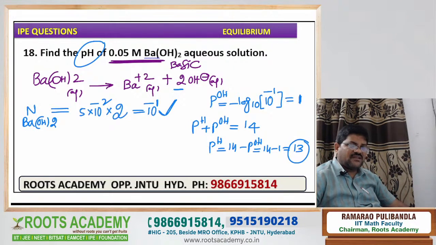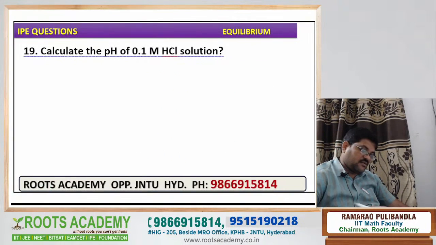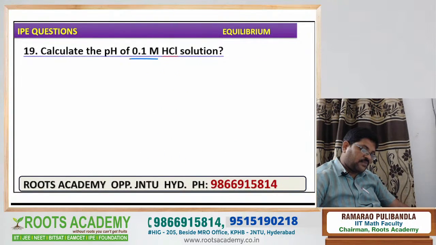Understood? But these questions, as it is given without changing the numericals, because it's the IPE paper now, there are 3 academic questions as it is given. Calculate the pH of 0.1 M HCl.